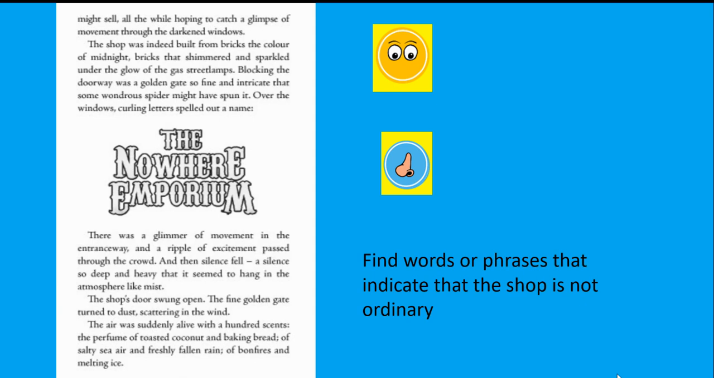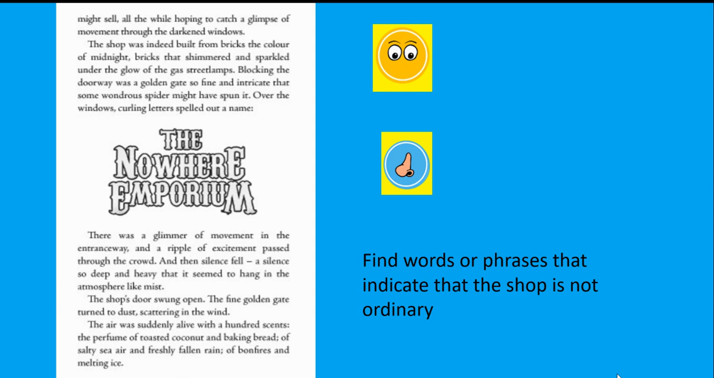So, what do you notice about this description? What words tell us that the shop is not ordinary? Well, the description of the bricks being the colour of midnight, that they shimmer, that they sparkle under the glow of the gas street lamps. So the gas street lights would have meant that the lamps would have been flickering, so there would have been a flame in there. And then also there's a description of the golden gate, fine and intricate, like a wondrous spider might have spun it.